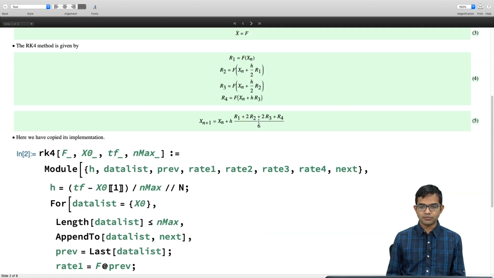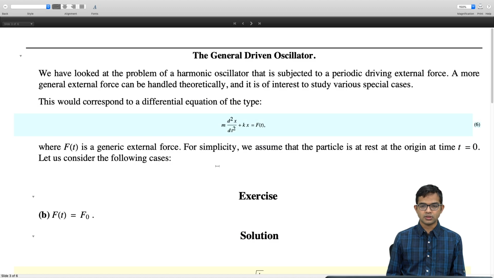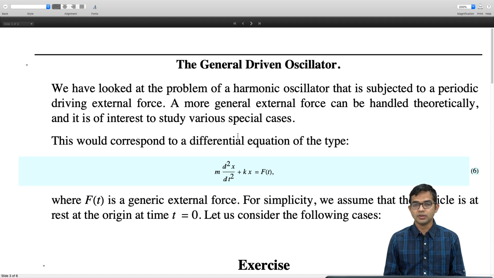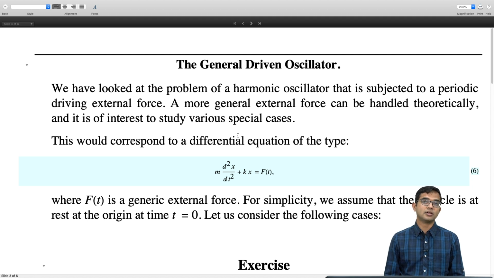So what is a physics problem I want to look at? So the physics problem is a variant of the driven oscillator problem that we have looked at earlier, but I'm going to consider a bunch of new cases here, right? So we have looked at a system that is subjected to a periodic driving external force, right? It's not just a driven external force, but we have looked at the one particular case which was periodic in nature, and then we looked at the special case of what happens at resonance when the frequency of the external driving force was equal to the natural frequency of the problem in question.